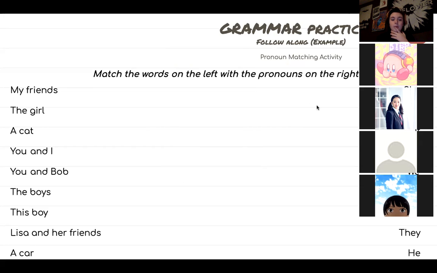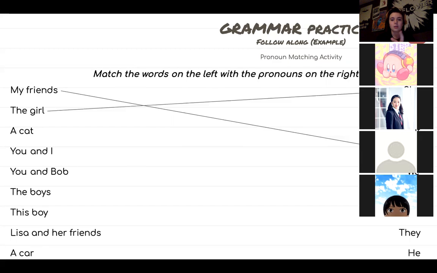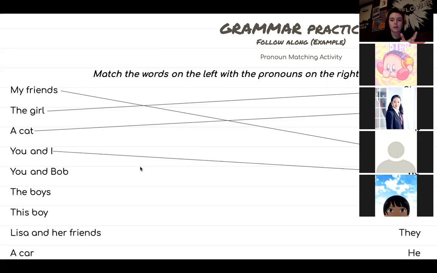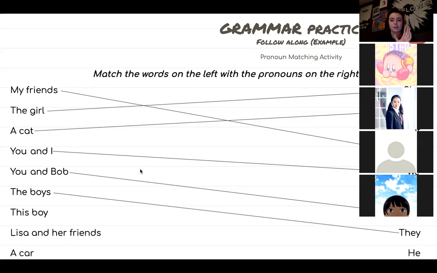Here is the second practice. So this is a matching. You could just give them this type of worksheet, and then they themselves could draw a line. My friends means they, like the pronoun. The girl, she; the cat, it; you and I, we; you and Bob, and so on.